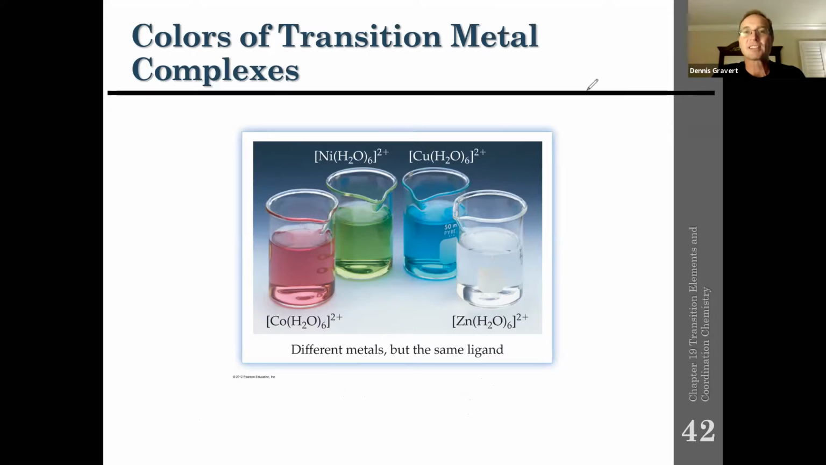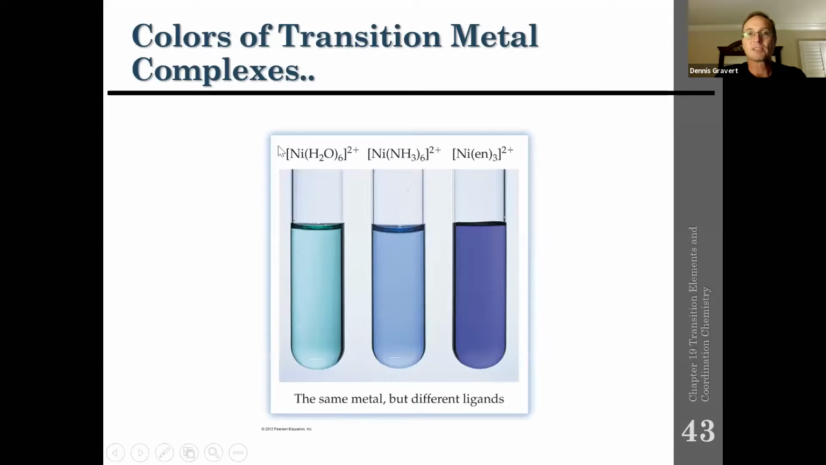You can also change the color by changing the ligand. So here's nickel 2+, nickel 2+. We got water, weak field. Not much color there, I don't see any. I'm partially colorblind, so don't ask me about colors. But I do see some color differences in these last two. Is this blue and that's purple? I don't know. They're different. But we got ammonia here and the ethylenediamine.